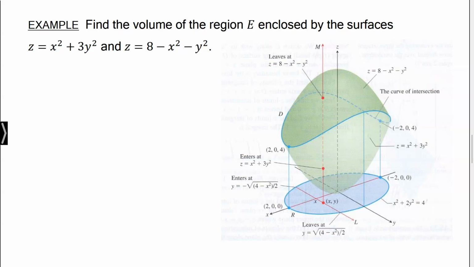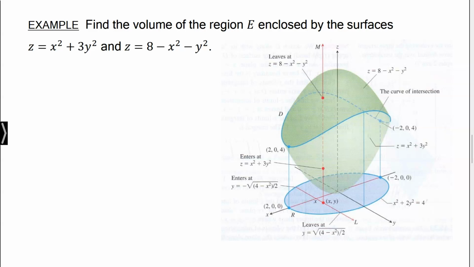So it's the volume of this region E enclosed by the surfaces. The bottom surface is z equals x squared plus 3y squared, and the upper surface is 8 minus x squared minus y squared. You can see here they intersect in a particular curve. So let's figure out the projection onto the xy plane. How do we figure out the projection on the xy plane? Well, we need to see what the intersection is.